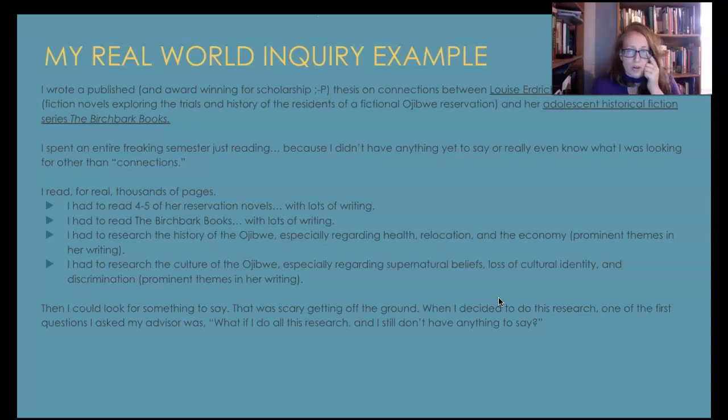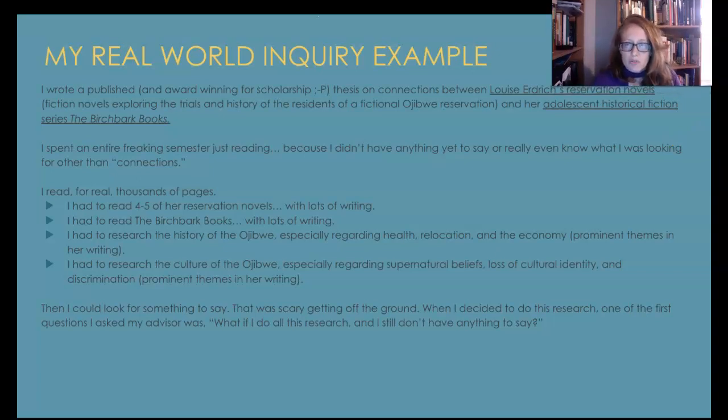For some of my graduate work, I wrote a published and award-winning thesis on Louise Erdrich's reservation novels, which you probably don't know anything about, but that's okay, and connecting that to her adolescent historical fiction series, the Birchbark books. So here's how I had to break that down. I didn't know, I had to ask a question. I was just looking for connections. I didn't know what I was going to do. I didn't have a thesis. I was trying to figure out what my thesis was going to be.